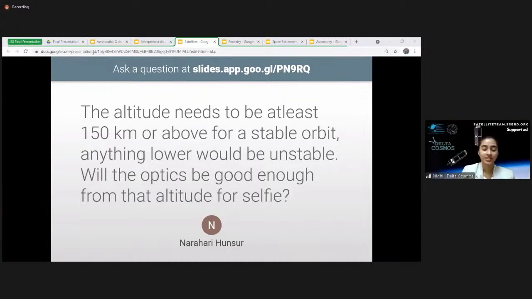Yeah, so we did understand this, and we did try to figure out if whatever lenses we are using is good enough. I think I'd like Spandan from the optics team to answer further. Yeah. So basically, since 150 kilometers is not enough, we are going to be sending it into the polar orbit about 200 to 500 kilometers above the surface.